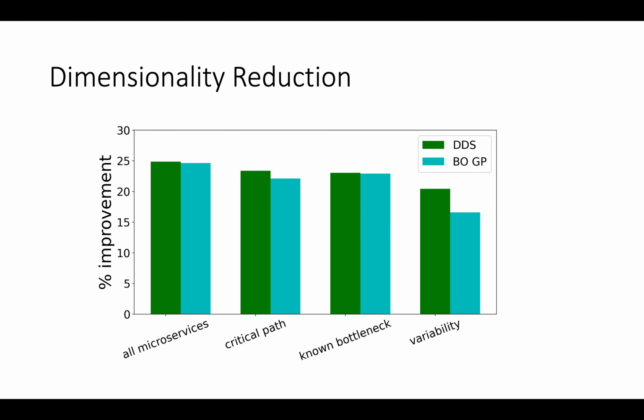The figure shows the performance improvement in tail latency of the social networking application under different dimensionality reduction techniques compared to the tail latency when using the default configuration for all the parameters. For ease of illustration, we show the results for 2 specific optimization algorithms, the dynamically dimensioned search and the Bayesian optimization with Gaussian processes as the surrogate model. We see that tuning all the 28 microservices of the social networking application provides about 25% improvement in tail latency, whereas using our dimensionality reduction method of critical path, we see around 23% improvement. We see similar improvements in non-bottleneck technique. Coming to the variability technique, we see around 20% improvements.